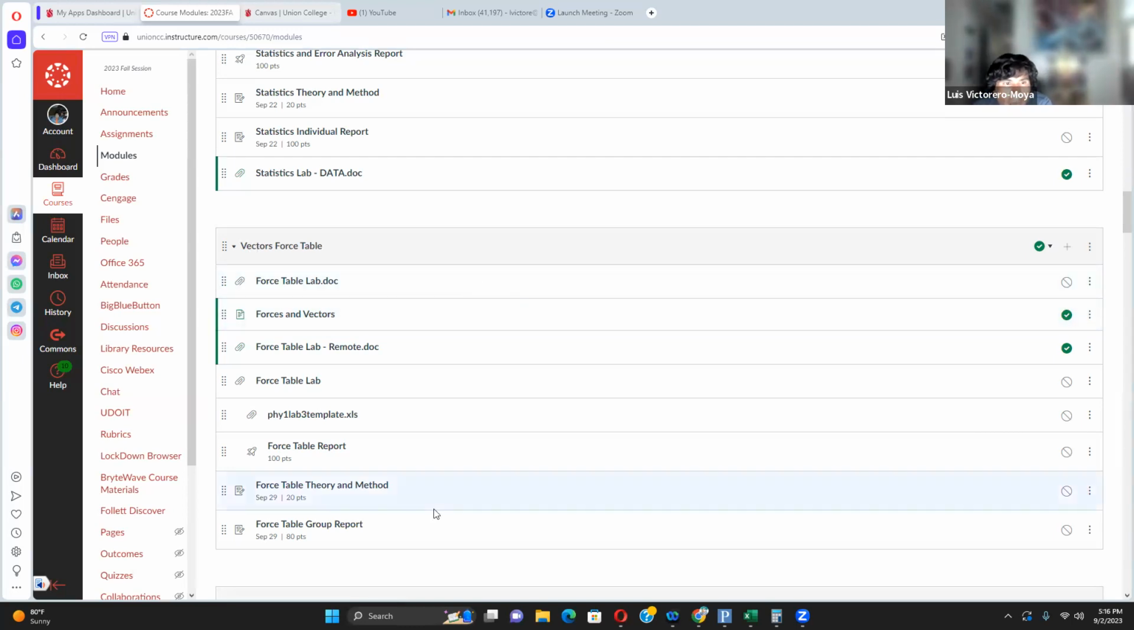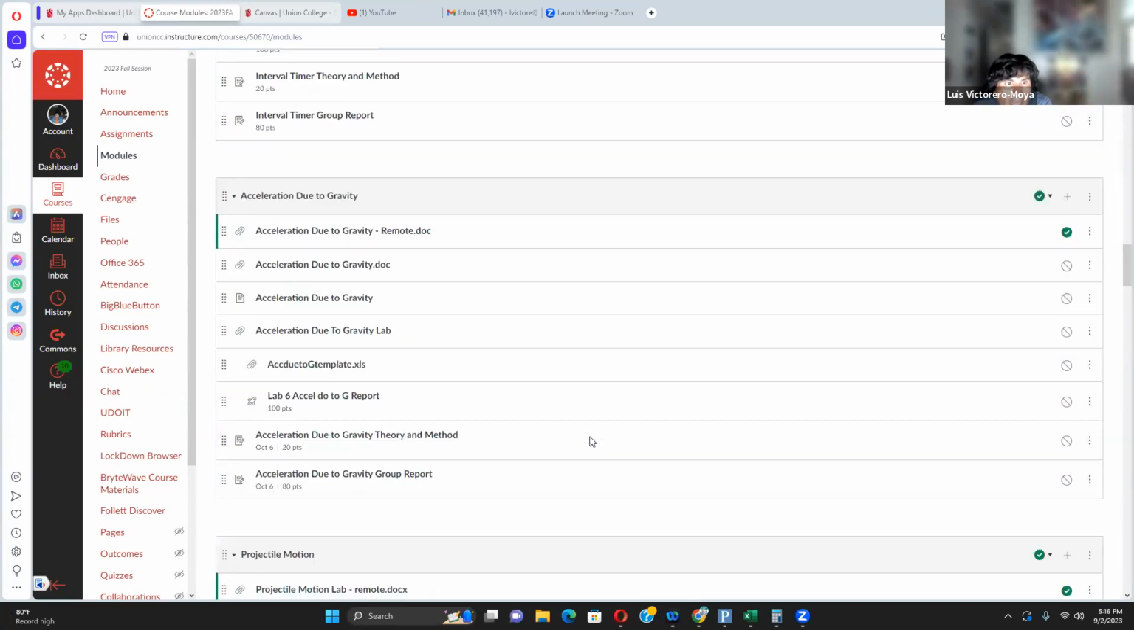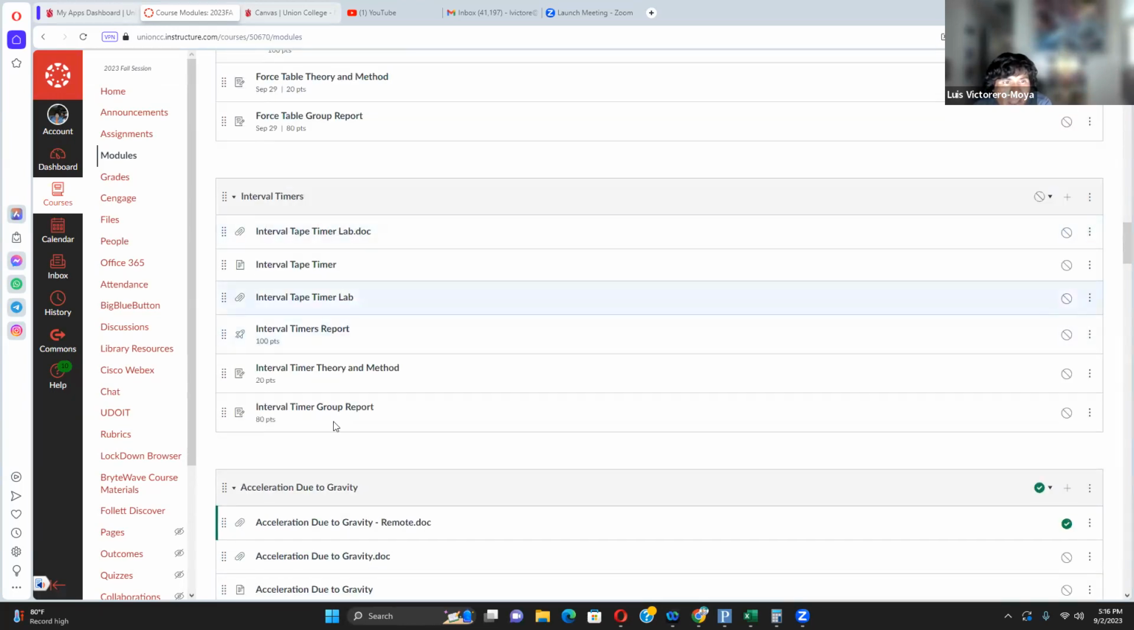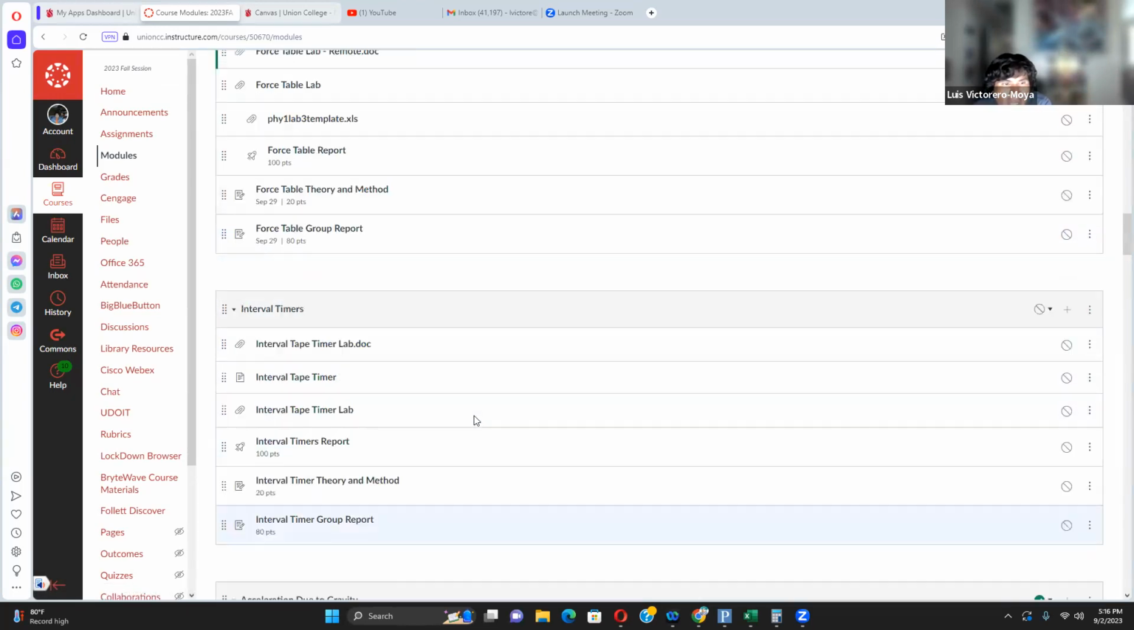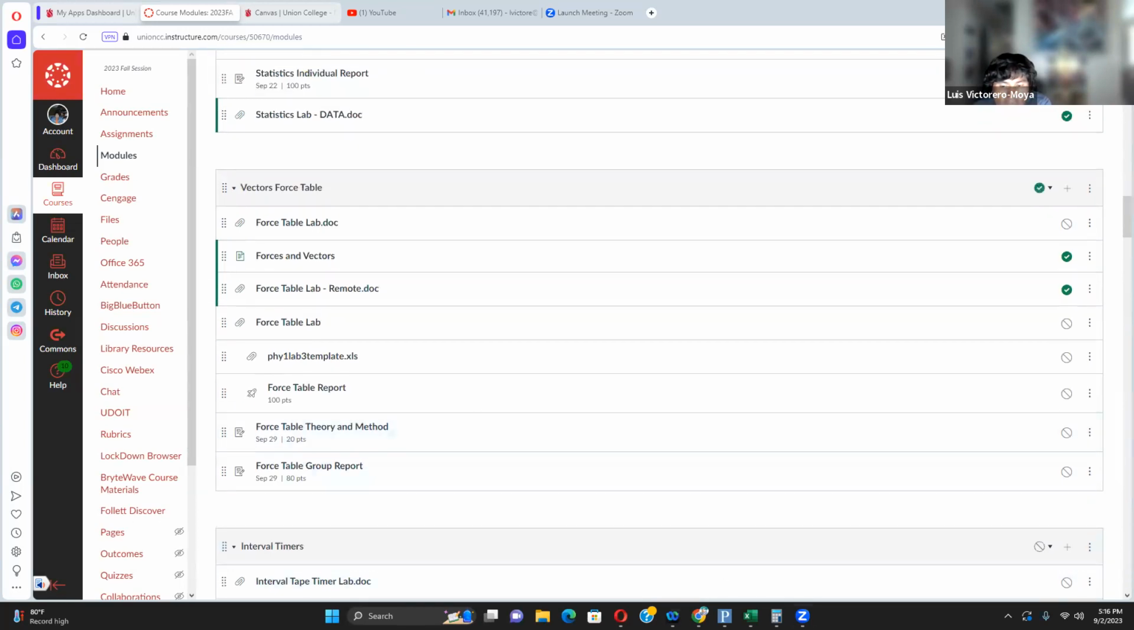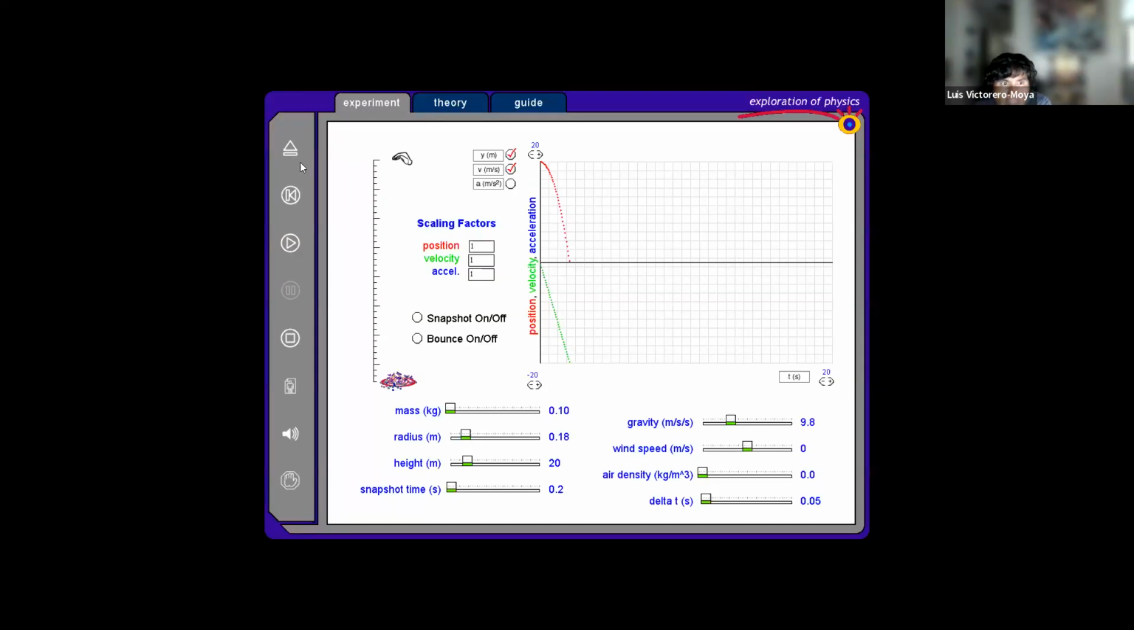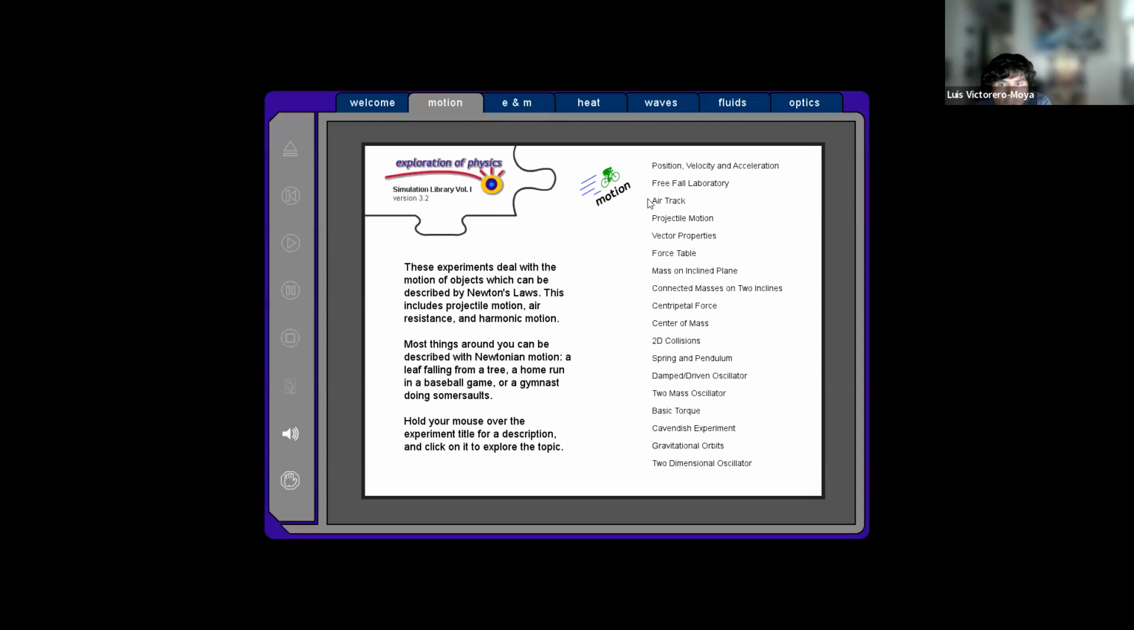Today I'm gonna go over the forces table lab and the acceleration due to gravity. We're skipping the interval timers lab, because there is not really a good simulation in exploration physics for that lab. So these two labs, you are going to need the software.